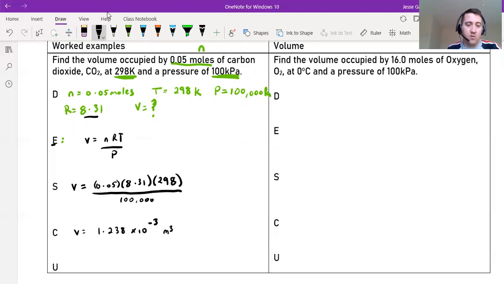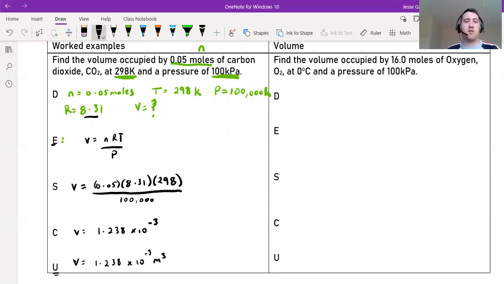Okay. This U usually means this is the line where I put the unit in. So you could just leave the number there, sorry, and you could do that down here. So V equals 1.238 times 10 to the minus 3 meters cubed. And this U here just reminds you to always make sure you include the unit, because you usually don't get the full marks unless you've included the unit.